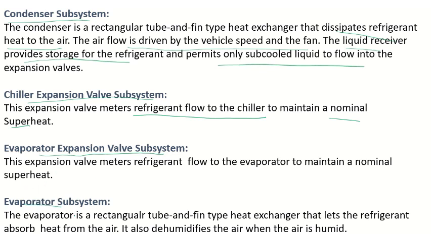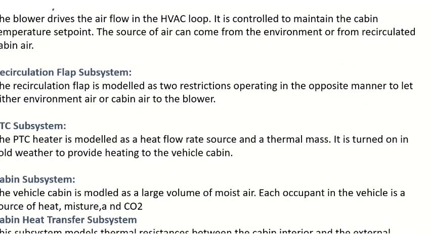Evaporator subsystem. It is a rectangular tube heat exchanger that lets the refrigerant absorb the heat from the air. The evaporator is used in the HVAC cabin. It will absorb the heat from the air here and send it out with the help of a blower. Blower subsystem. The blower drives the airflow in the HVAC loop. It is controlled to maintain the cabin temperature set point.